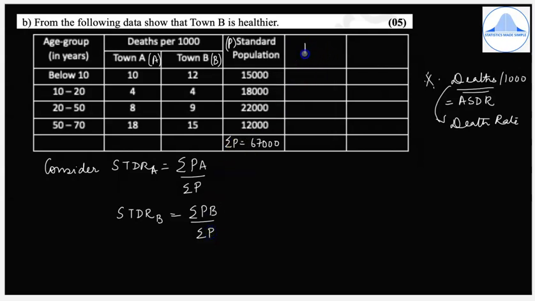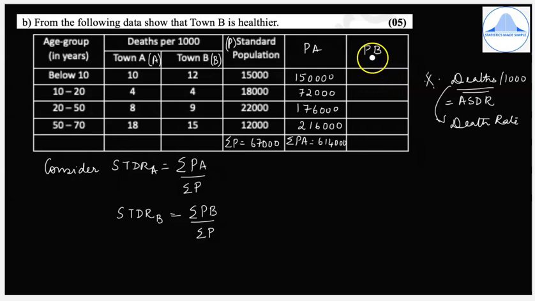Now all you have to do is form two columns, PA and PB. So it is 10 into 15,000, which is 1,50,000. Then similarly 4 into 18,000 will be 72,000. Next we get 1,76,000. Then 2,16,000. Then find out summation PA, which is equal to 6,14,000.